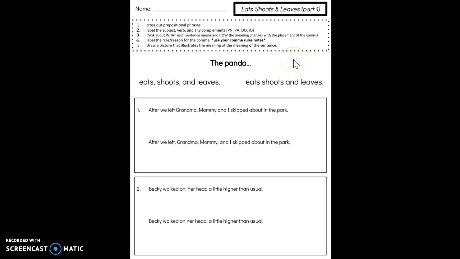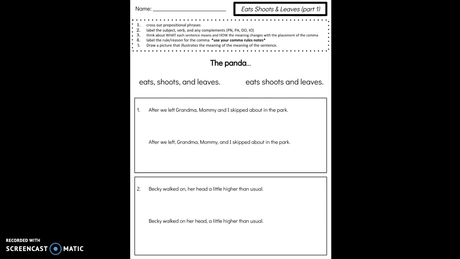Last week we worked on 11 rules that we use to follow when using commas. So today you're going to do a little drawing activity, thinking about the meanings of the sentences and the comma placement. To start, we're going to go through our process of crossing out any prepositional phrases or highlighting them, labeling the subject, verb, and complements, and then think about what the sentence means and how the meaning changes when you put the comma in there.